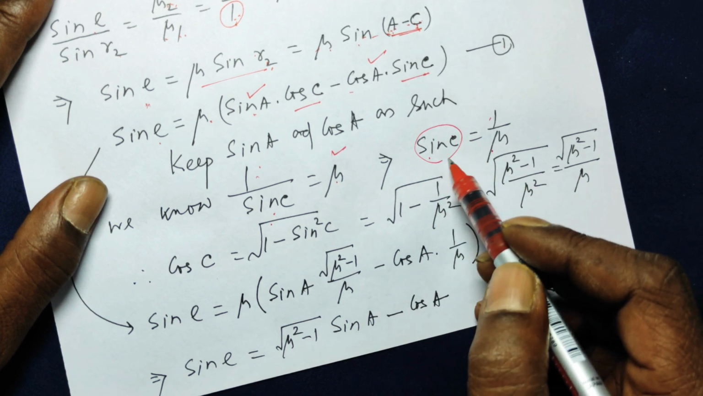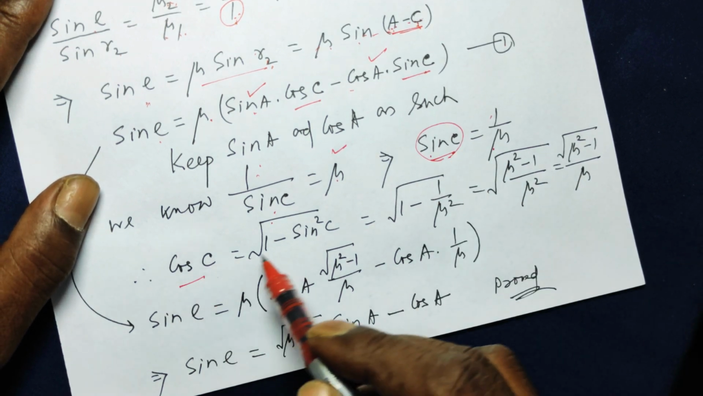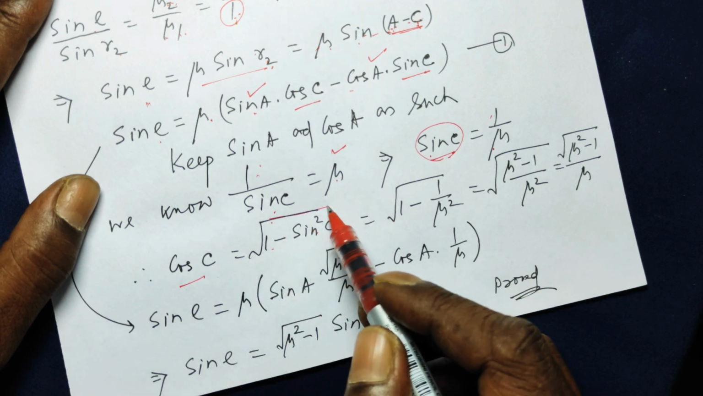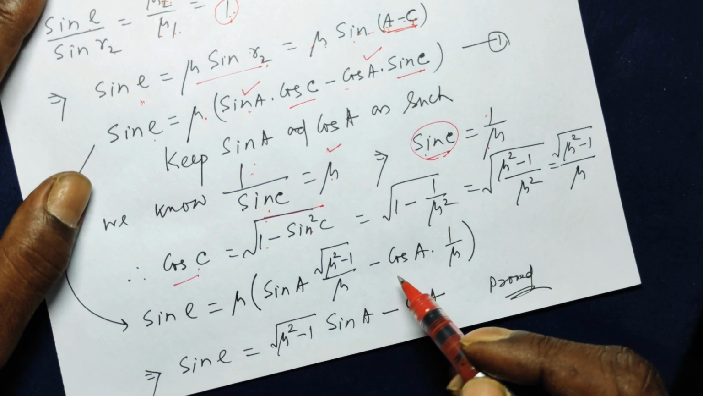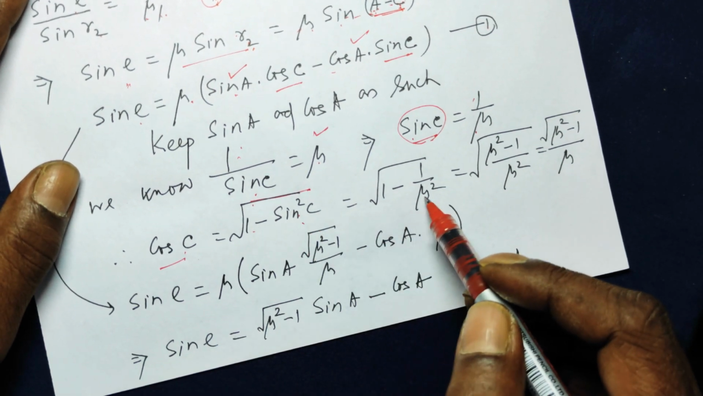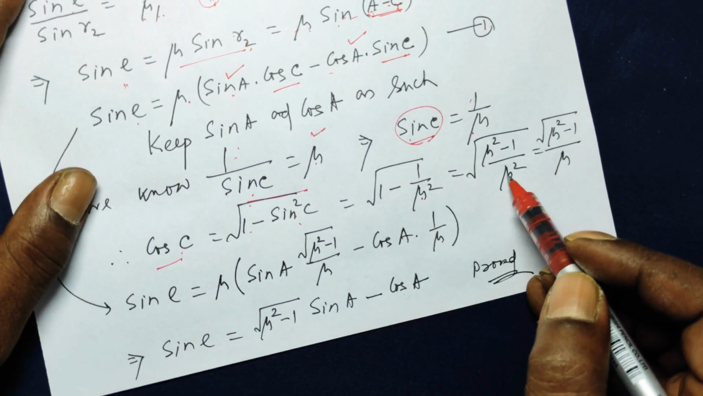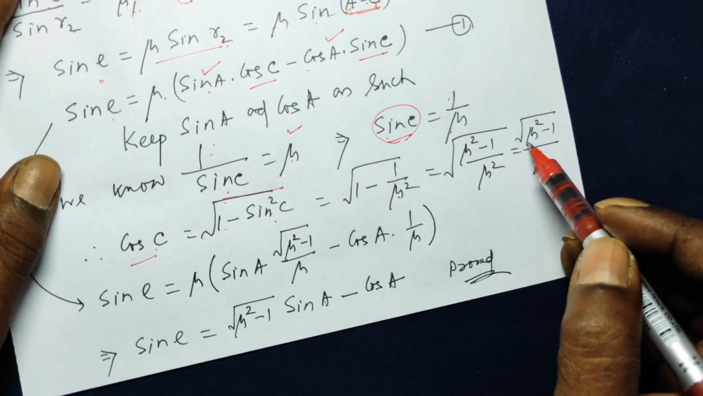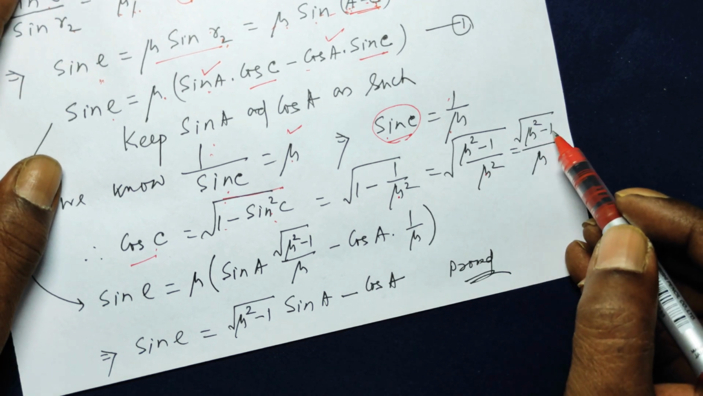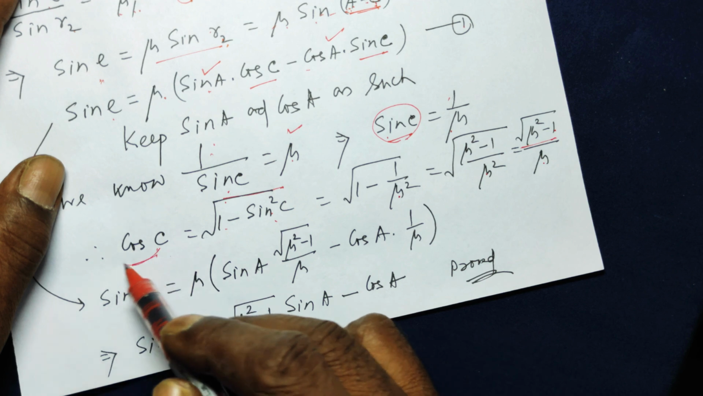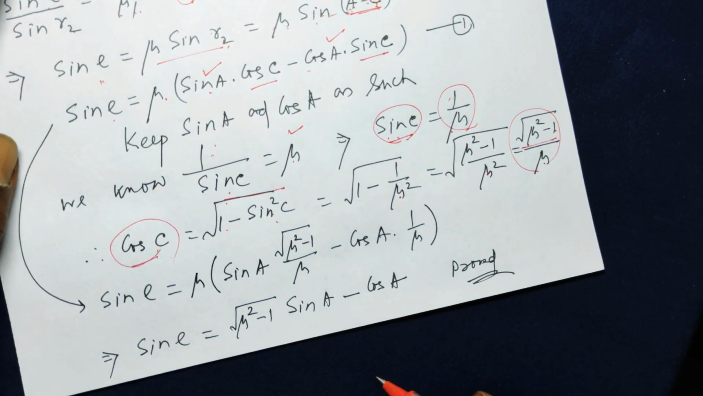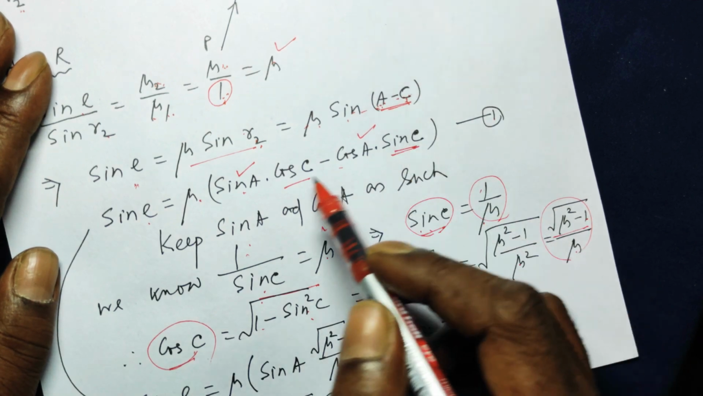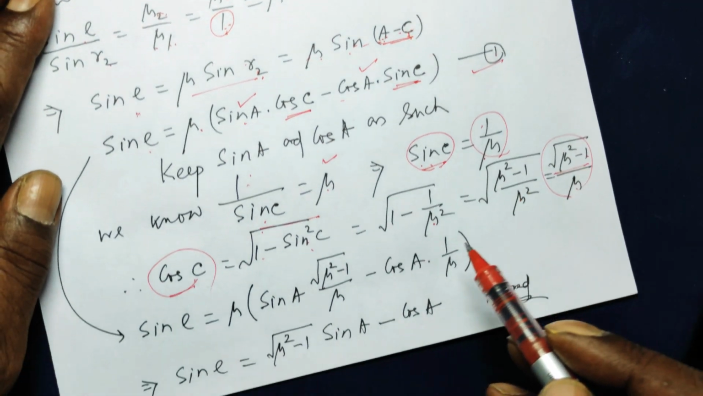So how to get cos C from sine C? Cos C will be the square root of 1 minus sine square C. That is, cos theta is the square root of 1 minus sine square theta. Now put the value of sine square C here. Take LCM. So it becomes square root of mu square minus 1 over mu. So your cos C is found out, your sine C is found out, and put this value of sine C and cos C in equation 1.